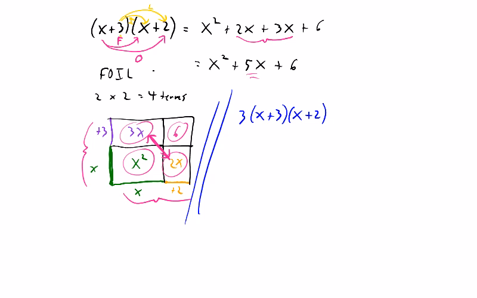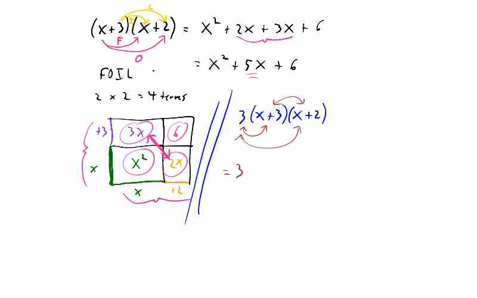Well, there are a lot of ways that we could handle this using the commutative and associative properties of multiplication. I could multiply the 3 times the quantity x plus 3. I could multiply the 3 times the x plus 2 first, or I could first multiply the x plus 3 times the x plus 2. Since we've already done the last of those options, let's just finish by using that.